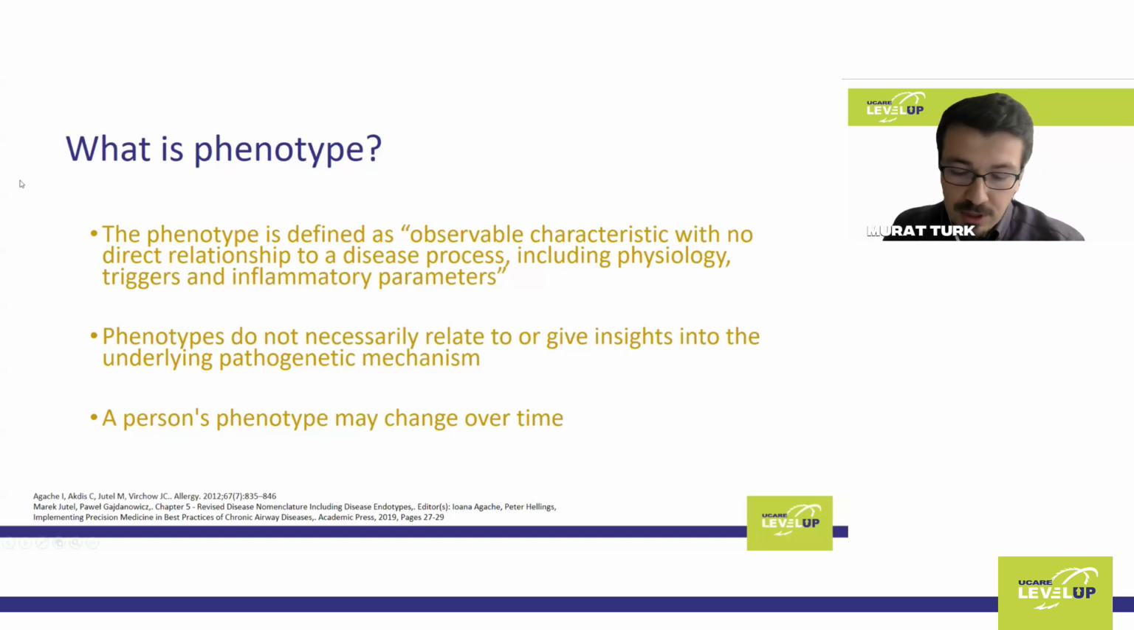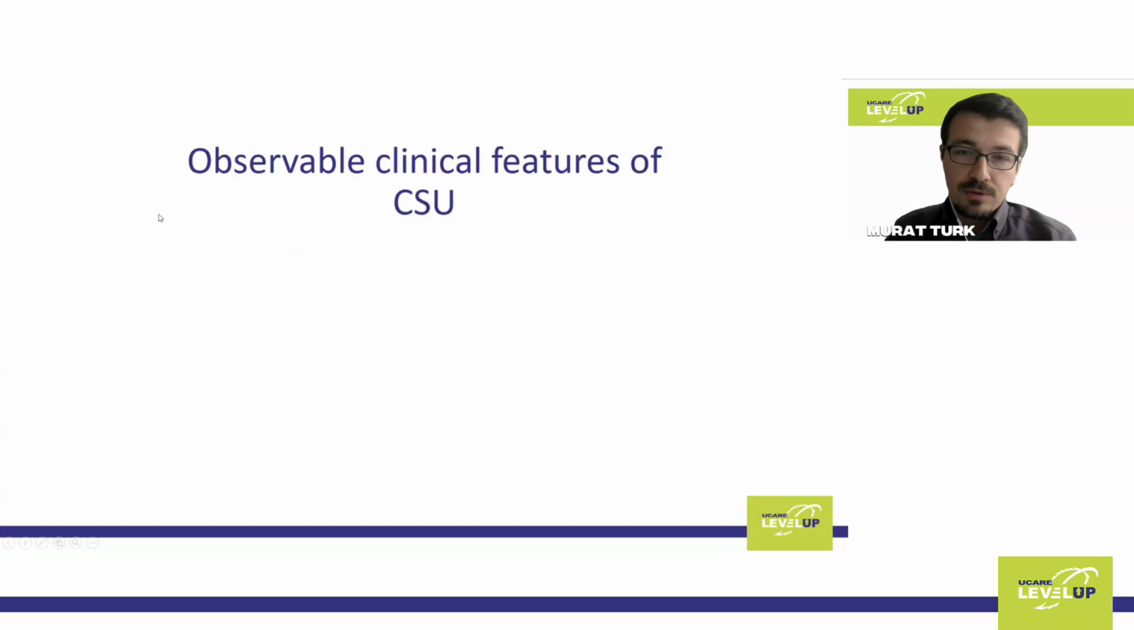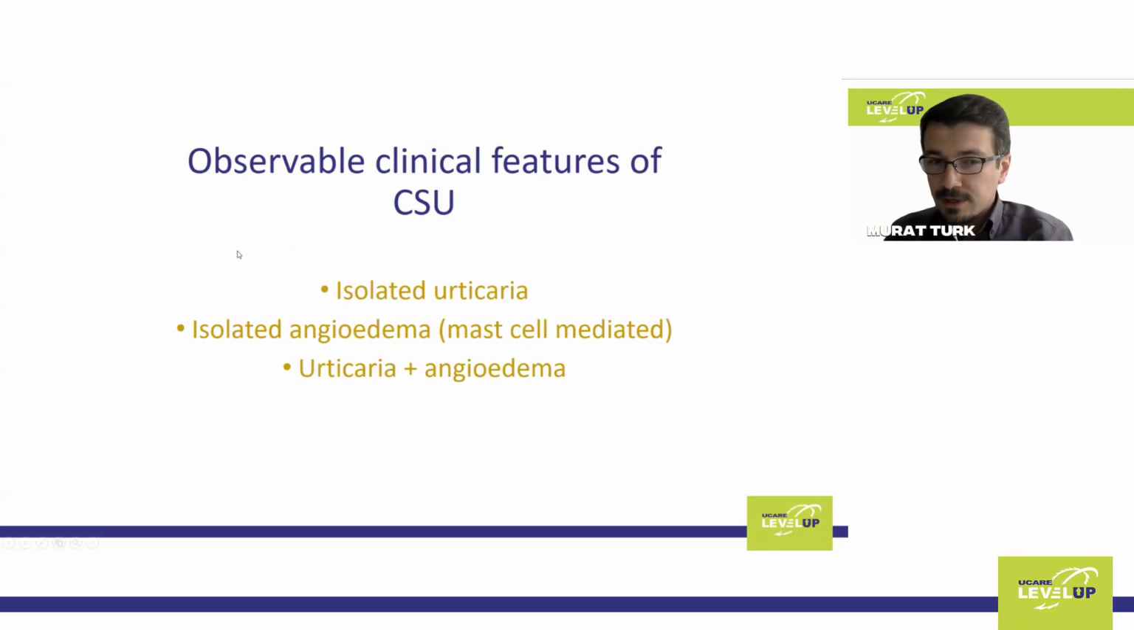These definitions like phenotype and endotype are really quite popular these days in the allergy world, especially in atopic dermatitis and asthma. There are well-known phenotypes and also well-known endotypes. So in terms of chronic spontaneous urticaria, are there any observable clinical features that we can use as phenotypes? Yes, there are some: isolated urticaria, isolated mast cell-mediated angioedema, and urticaria plus angioedema are our main well-known phenotypes of chronic spontaneous urticaria.